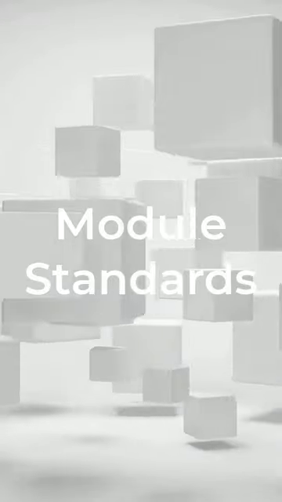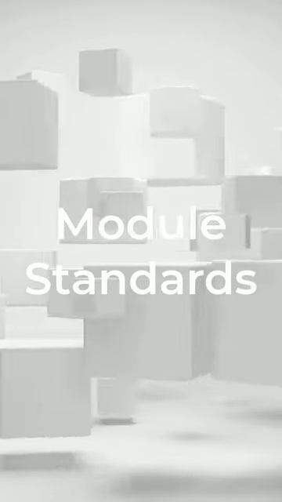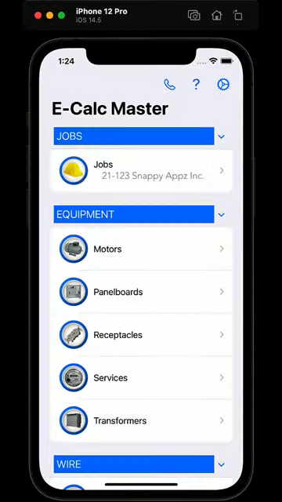In this video, we are not going to go over each and every module and feature. There are individual videos and manuals to cover individual modules. However, we are going to go over what is common between all modules and the color coding or standards that are used throughout the app. With that in mind, let's first take a look at a motor calculation.